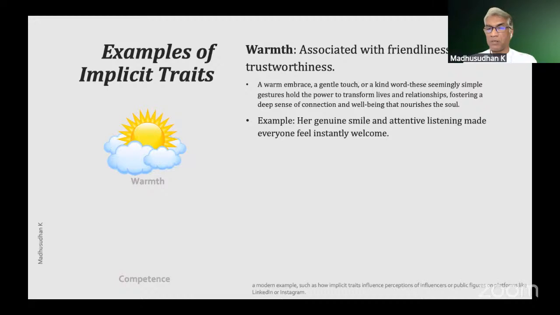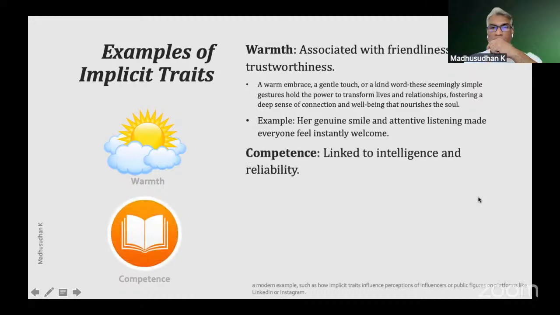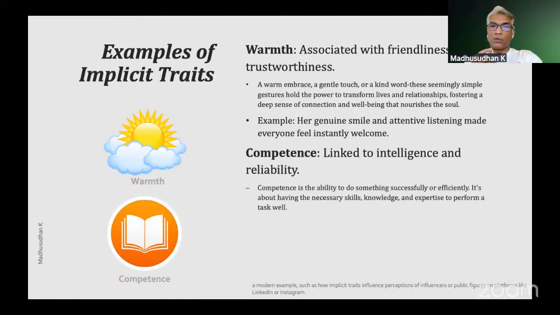Similarly, implicit traits influence perception of an influencer or a public figure on platforms like Instagram or LinkedIn, etc. So competence. Generally, if I say competence, you link it to intelligence and reliability. Competence, competitive. You say somebody, he is very competitive. What does it mean? Seeing a teacher as both knowledgeable and approachable.